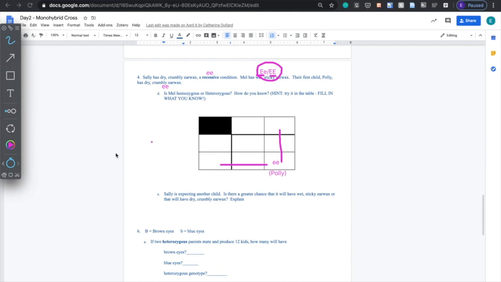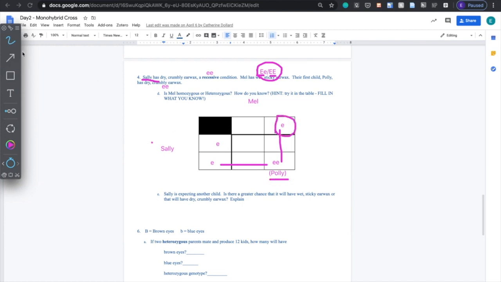So we know that there's a lowercase e in both of those parent boxes, right? And we know that Sally is recessive, so she has to be lowercase e, and Mel is dominant, right? So the other allele for Mel's genotype has to be... I'm just going to write Mel.